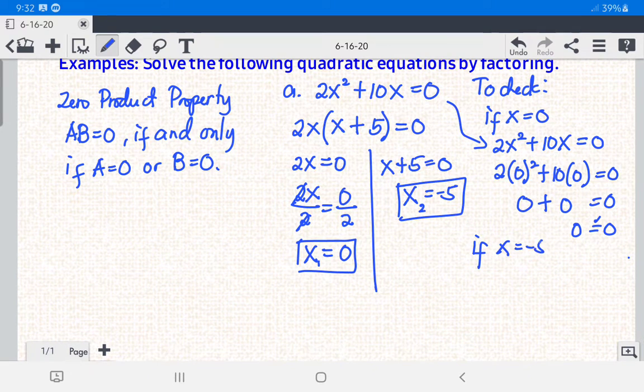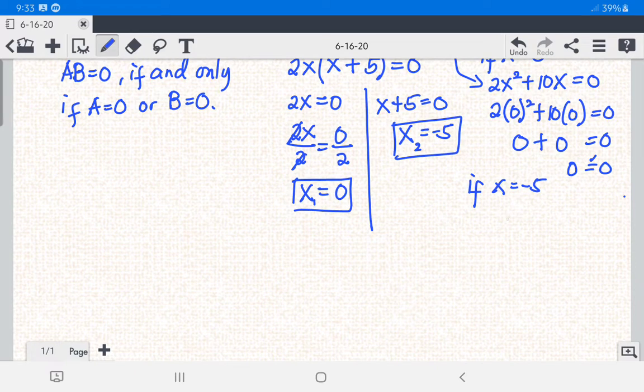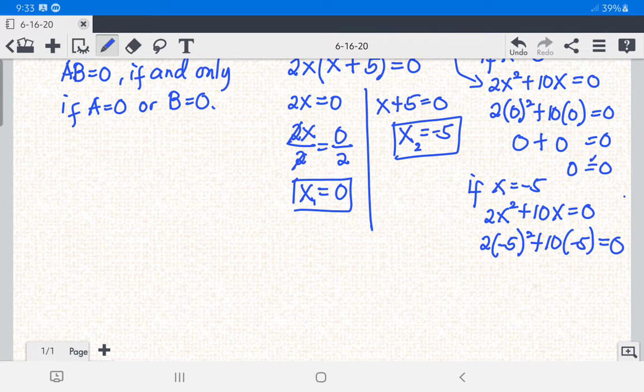The next, if x is equal to negative 5. So, again, using the original equation, we have 2x squared plus 10x is equal to 0. So, you substitute 2 times negative 5 squared plus 10 times negative 5 equals 0. Then, negative 5 squared, that is positive 25.